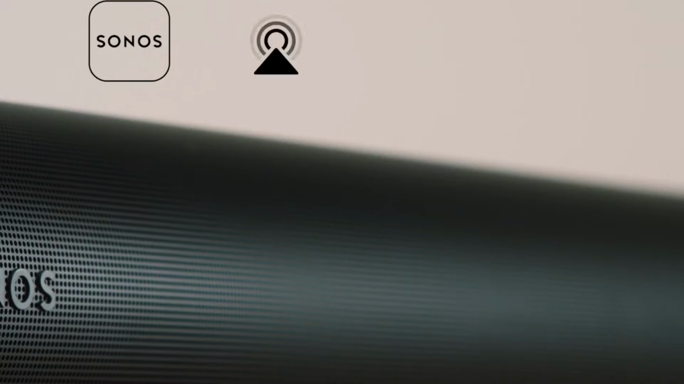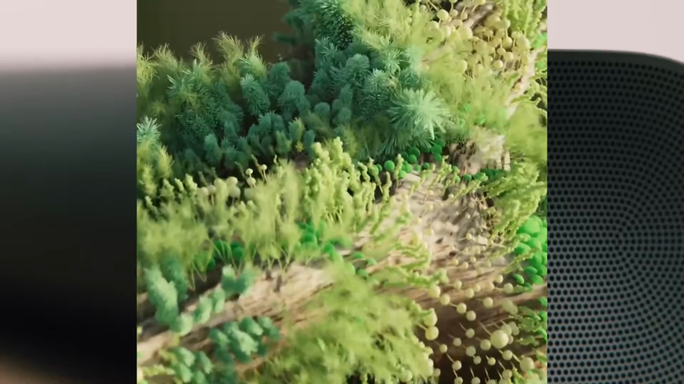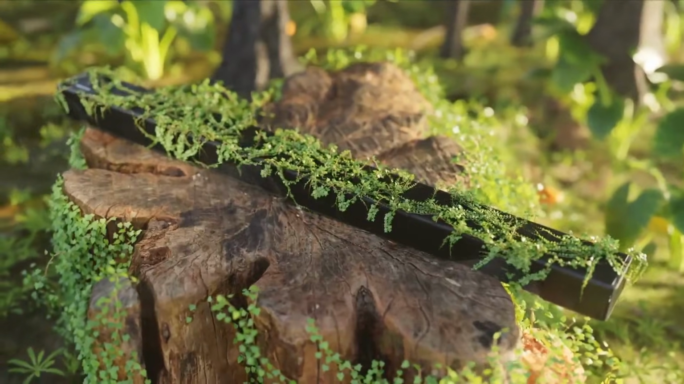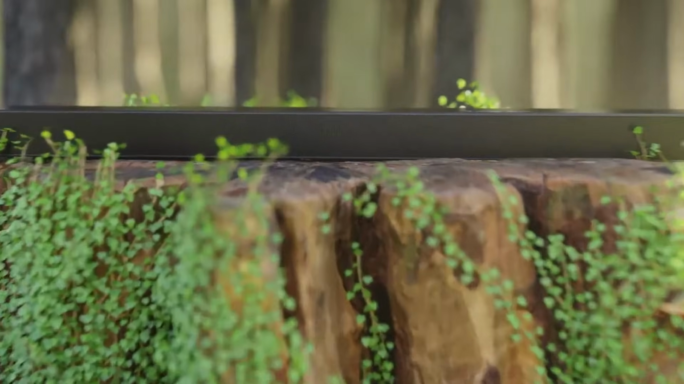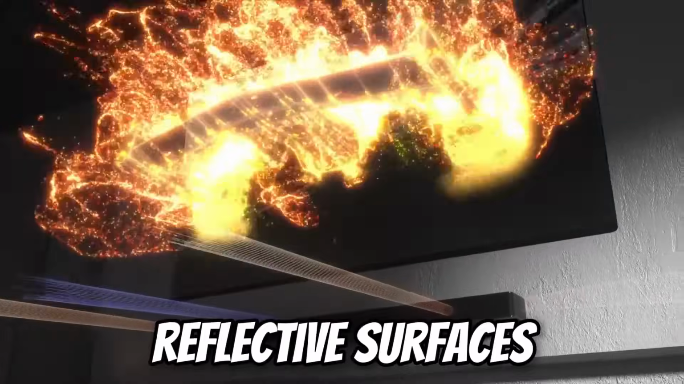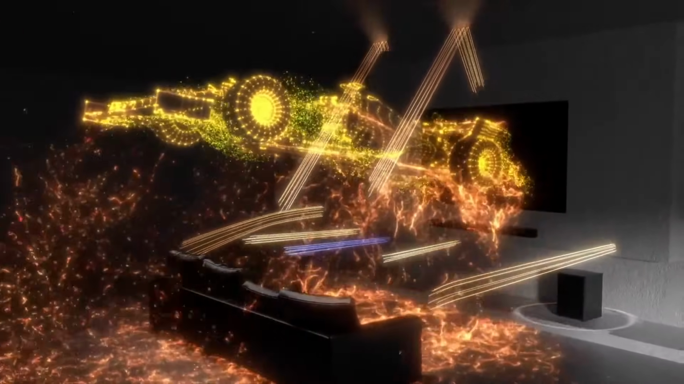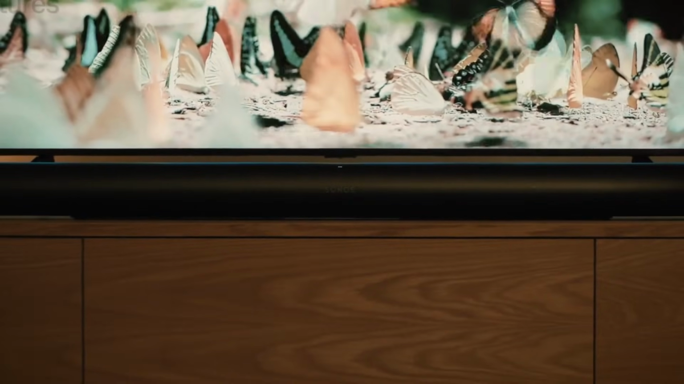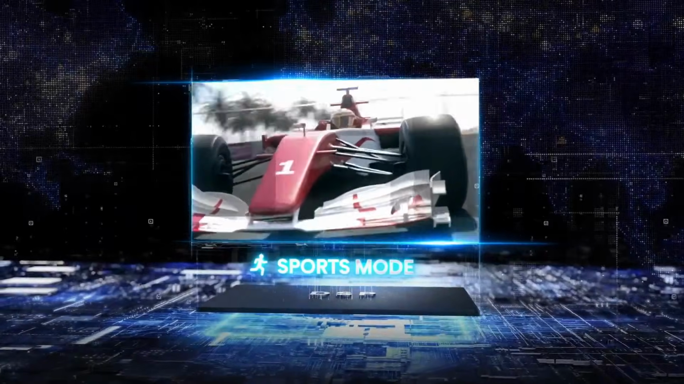What most people don't realize is that TruePlay doesn't just tune one part of the sound. It restructures the entire soundstage so the system performs evenly across different types of content. It compensates for reflective surfaces that cause harsh highs, and it softens bass resonance that creates muddiness. It even stabilizes mid-range performance, which is essential for clean dialogue.